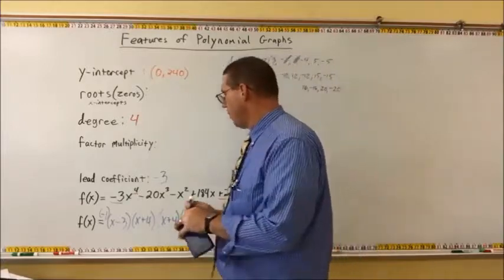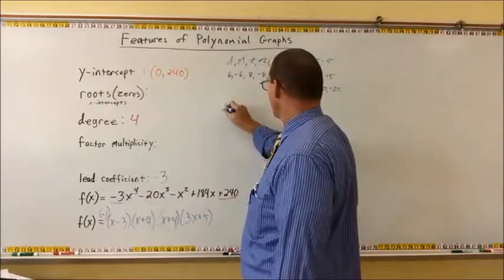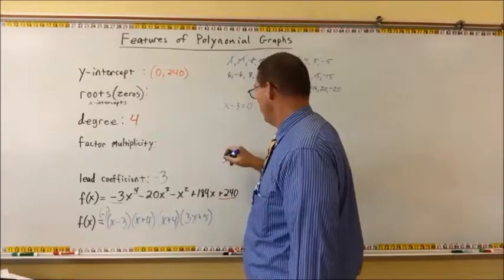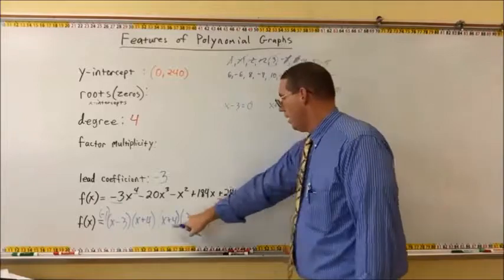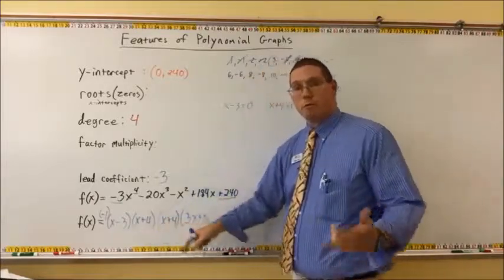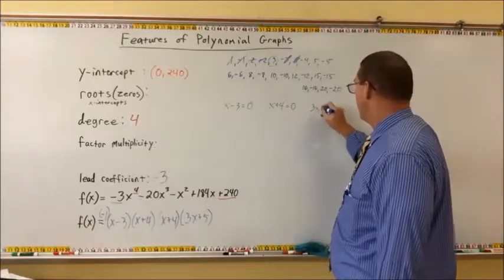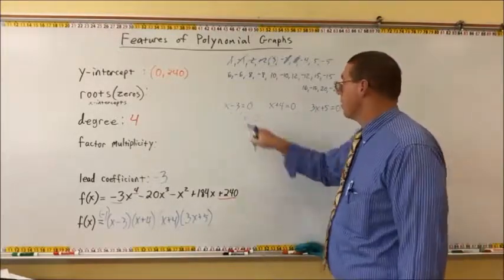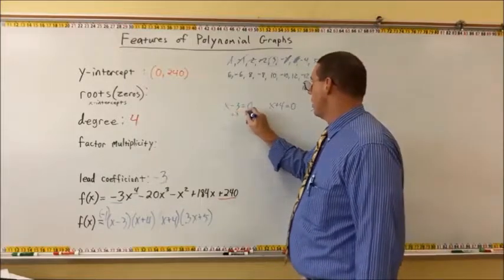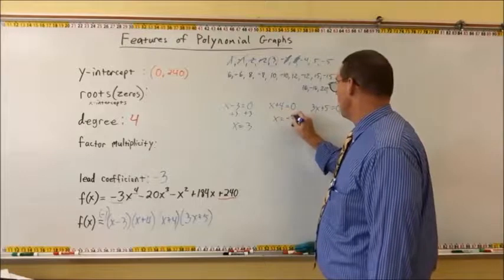I've got to set each of my factors equal to 0. X minus 3 equals 0. X plus 4 equals 0. And I'm not going to write x plus 4 equals 0 twice. I only need it one time. Then 3x plus 5 equals 0. And so then I'm going to add 3 to both sides, and I get x equals 3. I get x equals negative 4.